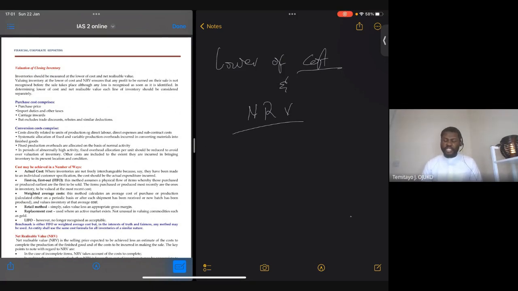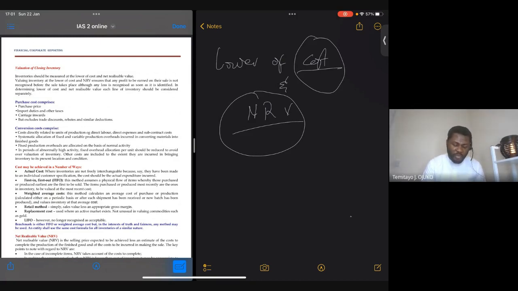Now, we need to look at this too. How do you account for your costs? How do you get your net realizable value? We are going to be looking at those two shortly. First, what are the things that should comprise your cost of inventory at the date you're buying it or at each particular point? Now, don't forget, the cost I'm talking about here is different from the value of the inventory. The value of the inventory is at the reporting date, what is the valuation of the inventory? So what comprises the purchase cost?